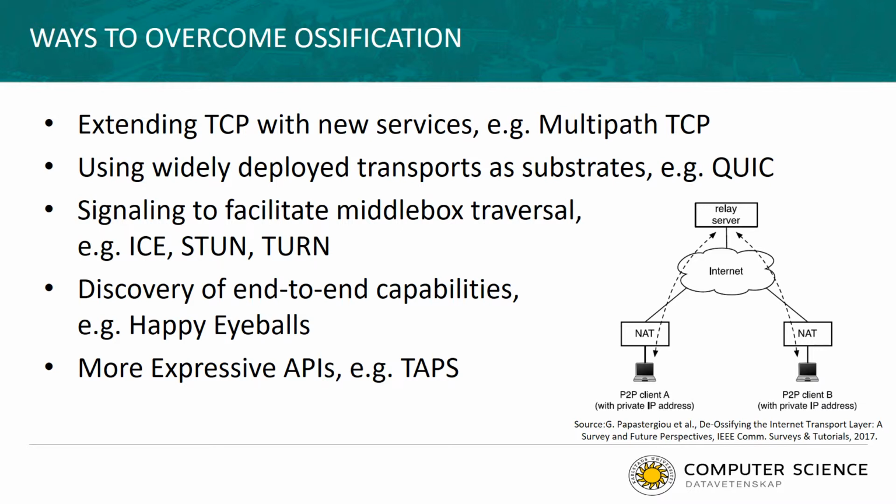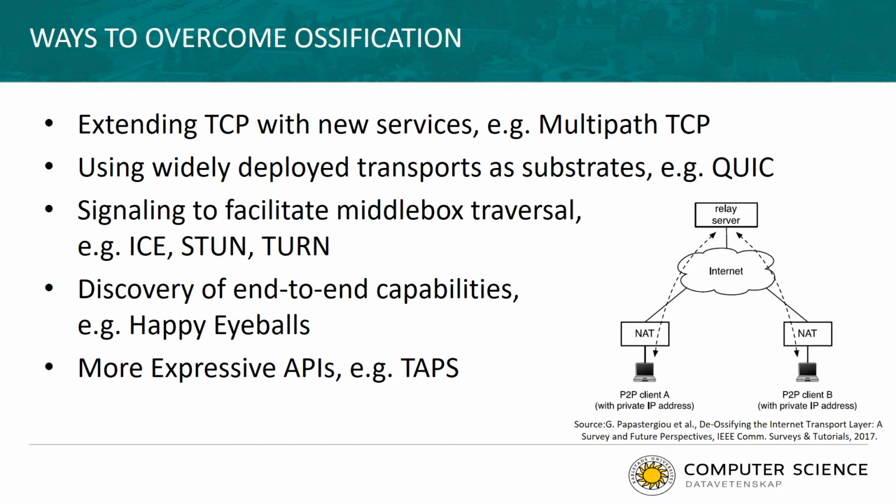Another way to try and help deal with internet ossification is methods to discover the end-to-end capabilities so that you can determine if something works over the network. Because if you don't know what middle boxes you have to traverse or what is supported on the other end of the communication, then the only way to find out is to try it out.